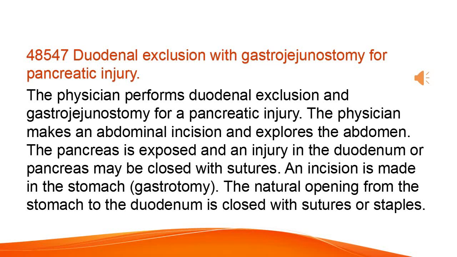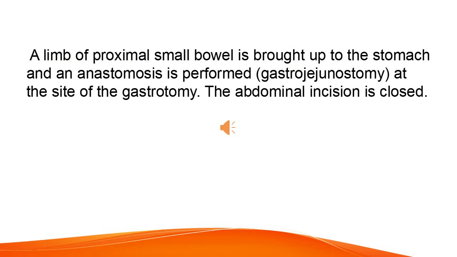An incision is made in the stomach, gastrotomy. The natural opening from the stomach to the duodenum is closed with sutures or staples. A limb of proximal small bowel is brought up to the stomach and an anastomosis is performed at the site of the gastrotomy. The abdominal incision is closed.